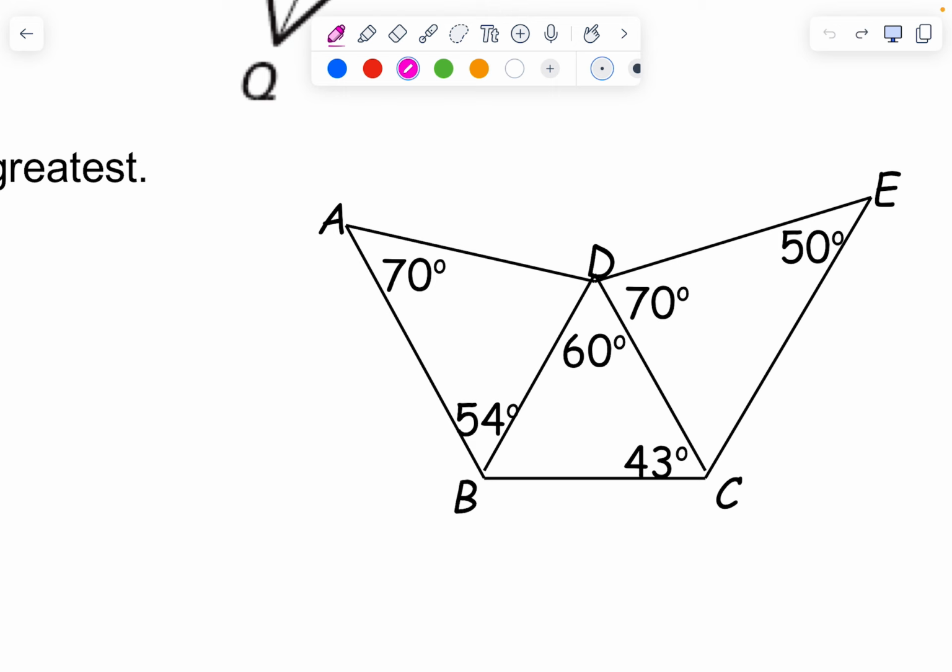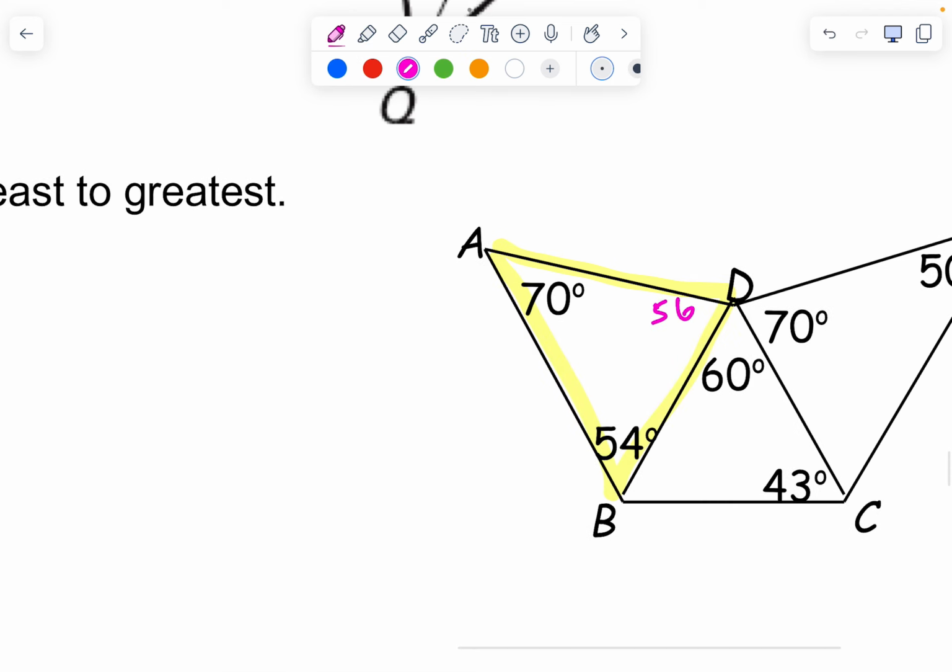Someone confirm. Is it 56? So I'm going to write 56 right here. So let's only worry about this triangle and list it from least to greatest. And I'm going to go from, let's see, are we going least to greatest?